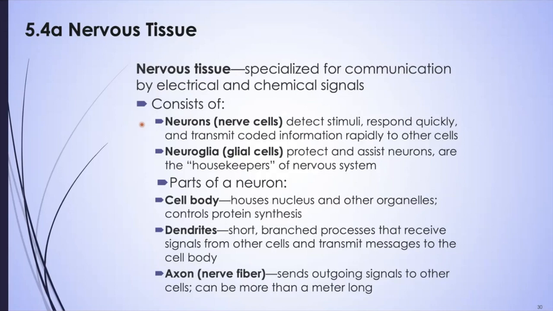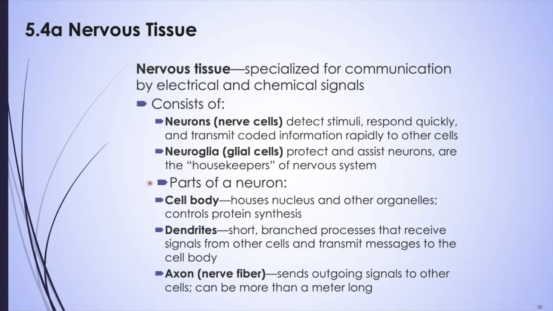Your next set of cells are called neuroglia or glial cells. They're more of a "helper" cell, with helper in air quotes that you didn't see. Those neuroglia or glial cells are going to protect and assist neurons. They're essentially the cleaner-uppers, the housekeepers of the nervous system, okay?